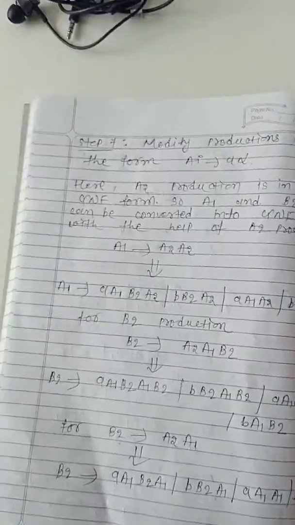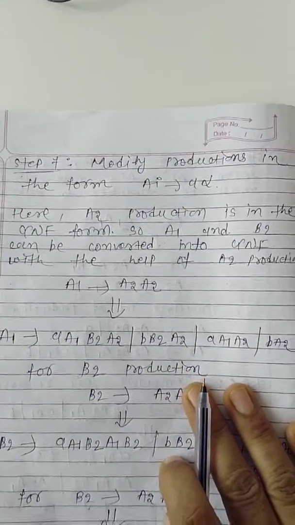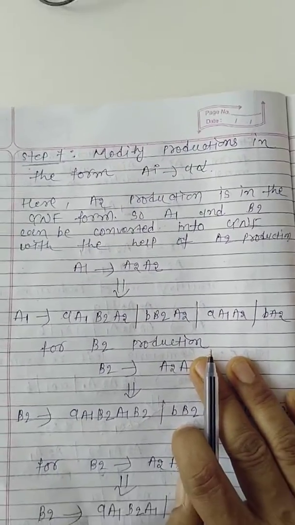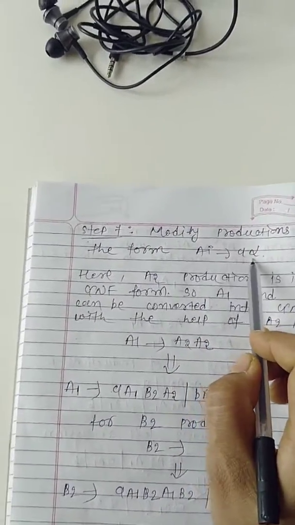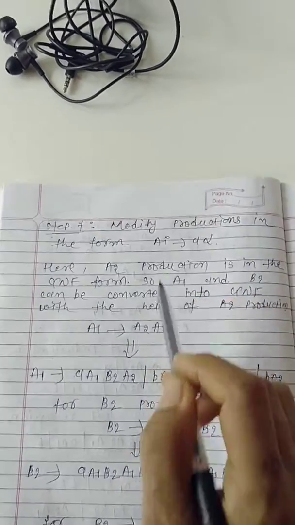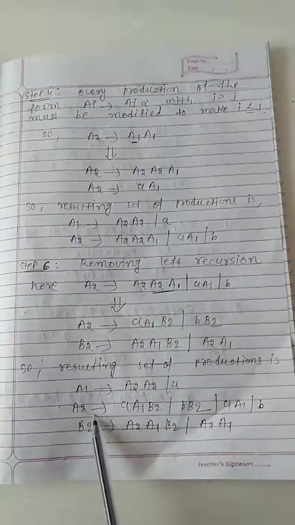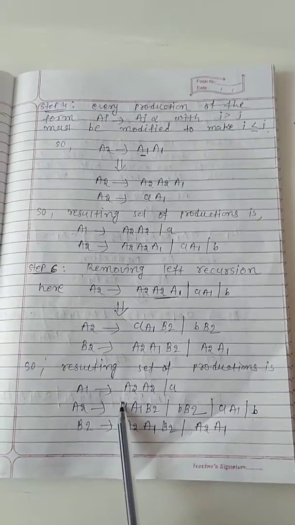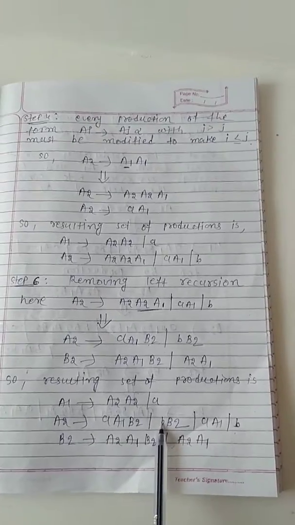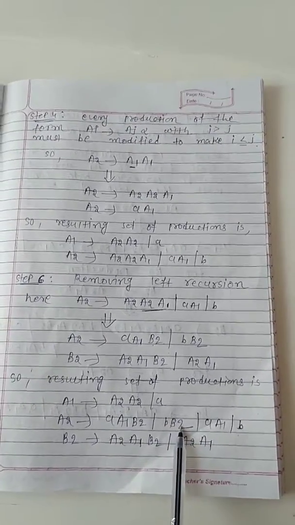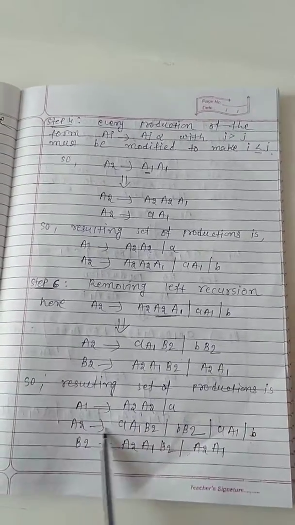Okay, now in step 7, modify productions into the form Ai tends to a alpha. After removing the left recursion, whatever productions we have received, we will arrange them in the form where the first symbol is a terminal and all other symbols must be non-terminal. So check over here, the A2 productions are in the GNF form. The first symbol is always terminal and others are non-terminal. Same over here, the first symbol is terminal, others are non-terminal, and only terminal. So this is completely in the GNF form.